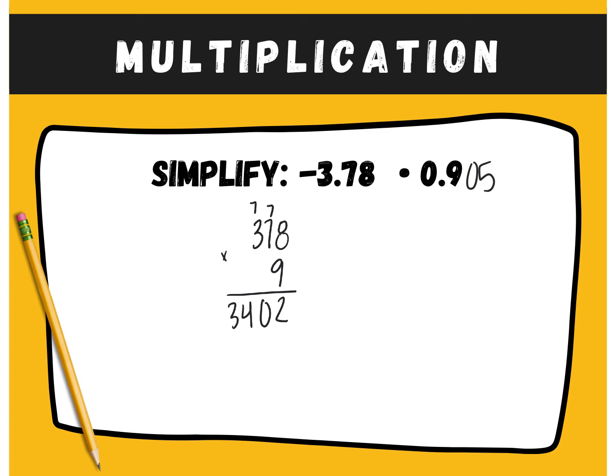So I will go back to the decimals in my problem. I see that I have 2 behind the decimal place and then 1 behind the decimal place, so that's 3 altogether. So in my answer, I'll start at the back and hop over 3 times. So you always start from the back. That tells me that my answer will be 3.402. And then when I look back at the original problem, I see that it's a negative times a positive, which of course we know is a negative.